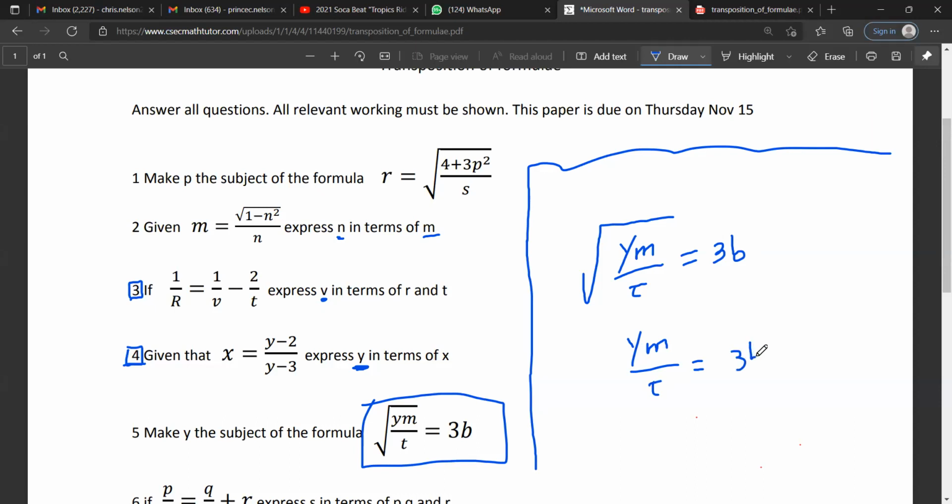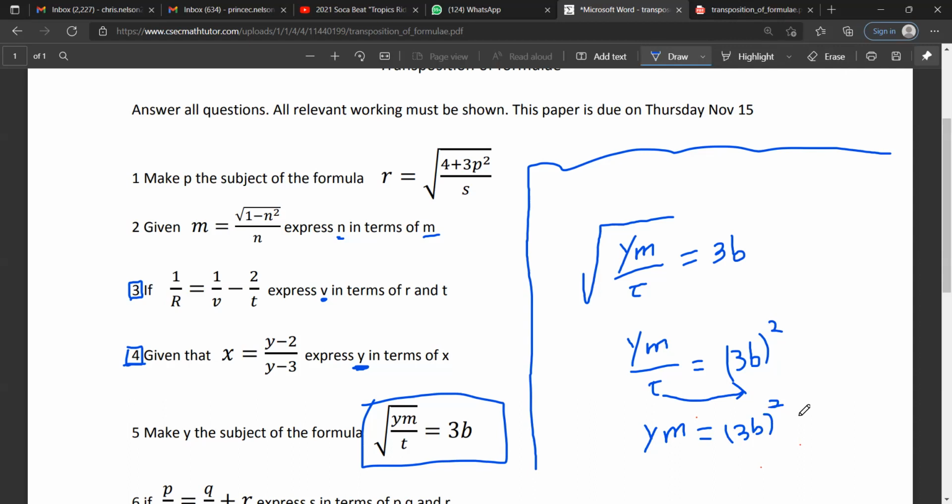So you have 3b, put it in a bracket. This shows that both of them are being squared. Remember I told you that, right? You can put it individually or you can put it like this. And then we take over the t. When we take over the t, it will go over and multiply, right? That's dividing right now. Left with ym on this side. We have (3b) squared.